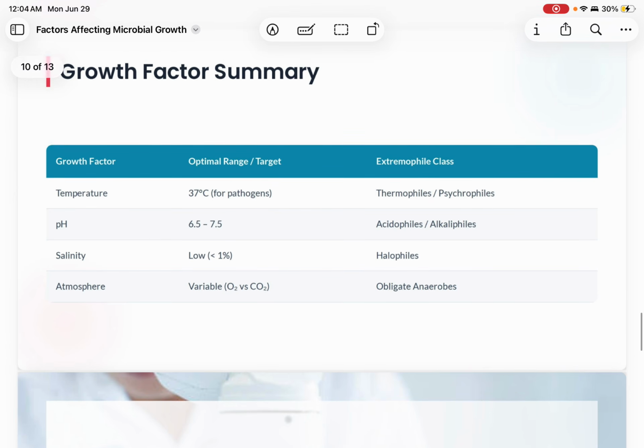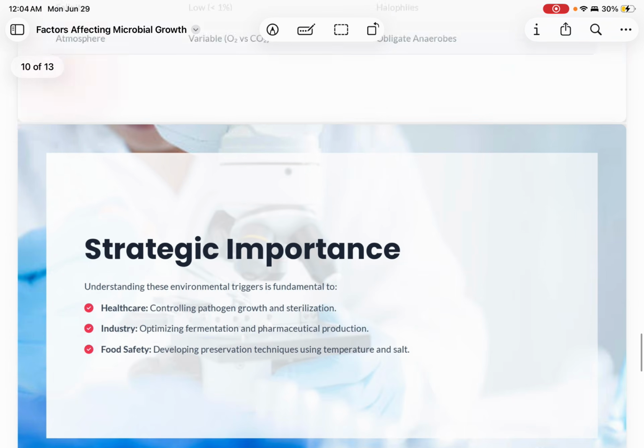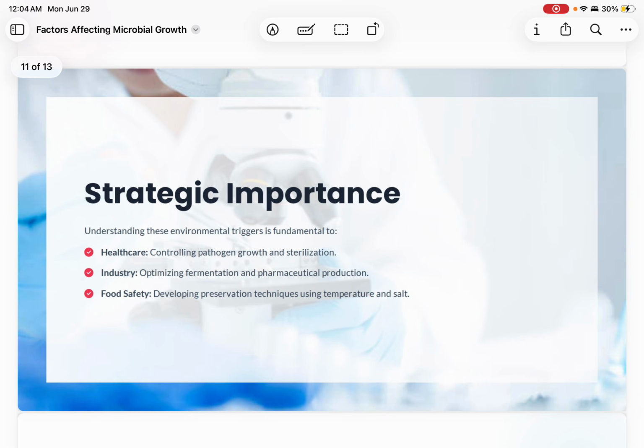And then we had growth factors, like we already talked about: temperature, pH, atmosphere. They are growth factors for how they grow. And there's some strategic importance, like understanding these environmental triggers is fundamental.